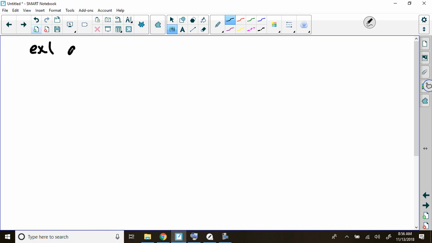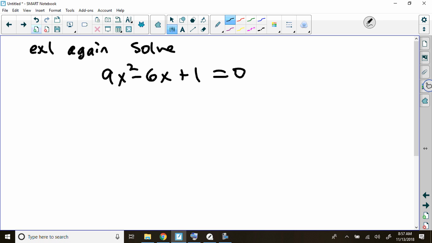Example 1 again. Solve 9x squared minus 6x plus 1 equals 0 by factoring. By factoring. Now you're probably looking at that and you're thinking, dude, this guy's crazy. The a value is not 1. We can't factor this.